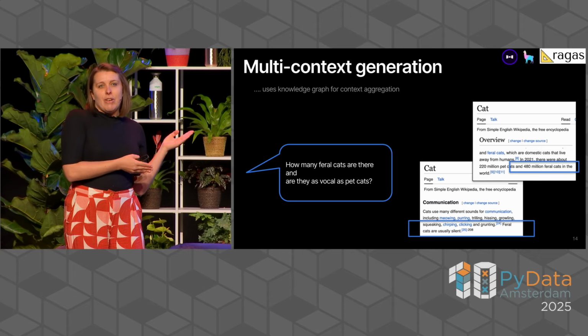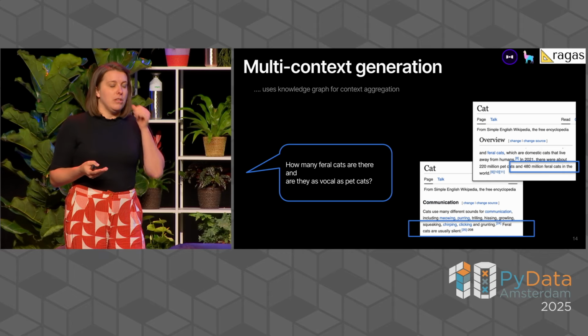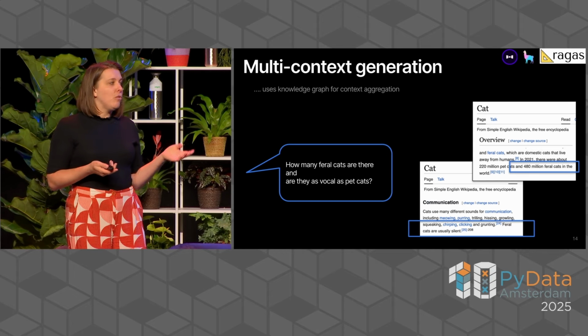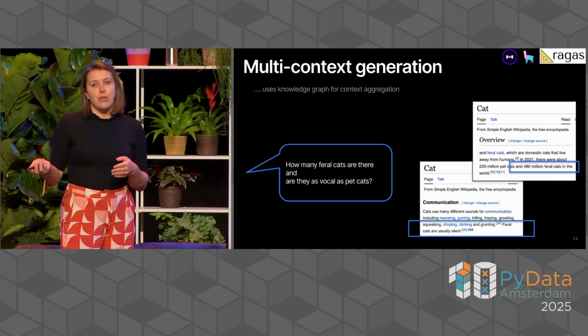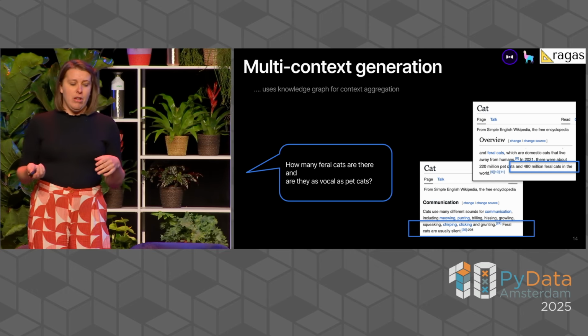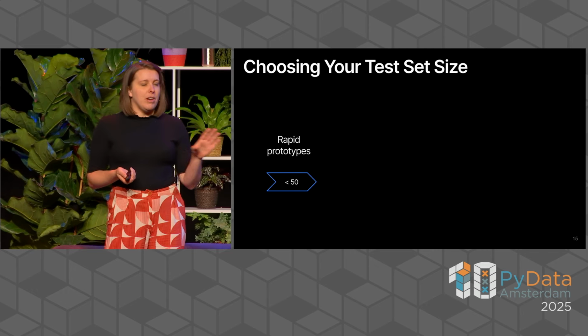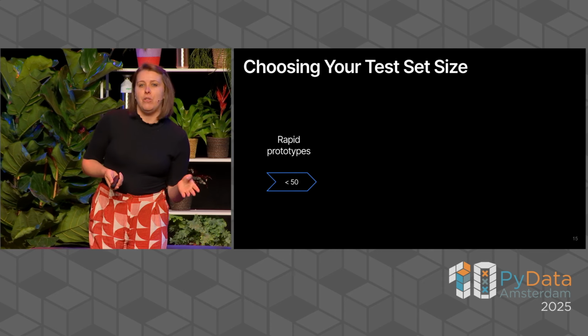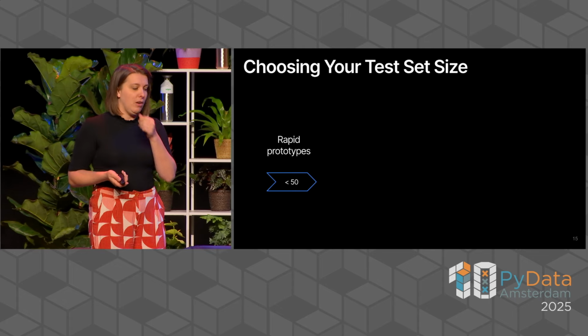And then how many questions should you actually generate? What is good enough? That really depends on what part of your project you're in right now. From my experience, somewhere in the prototyping phase, you're always good with around 10 to 50 questions.